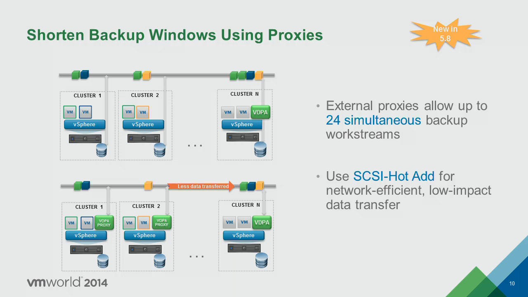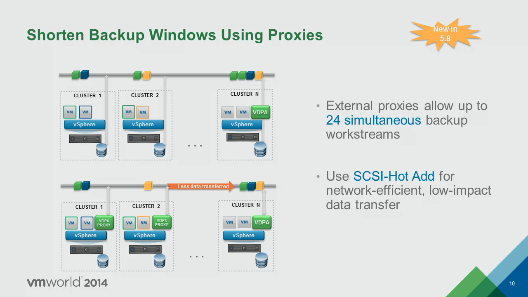Another new feature in VDP Advanced 5.8 is the ability to use SCSI hot add, which is a much more efficient way of doing backups through the use of external proxies. So suppose you have multiple clusters and you want to back up those clusters, you now don't need to use NBD as your network transfer mode.